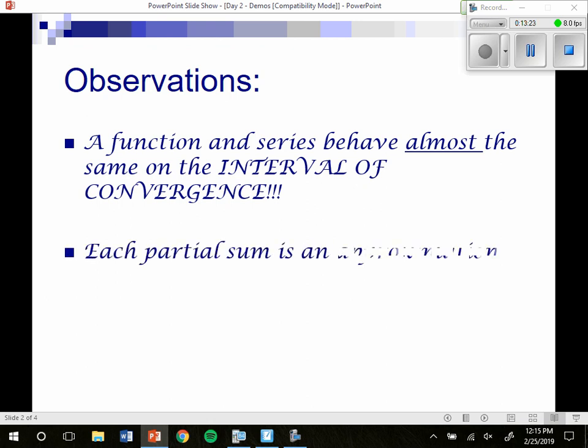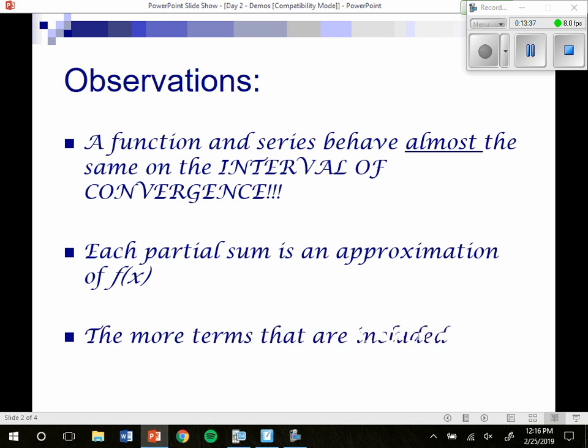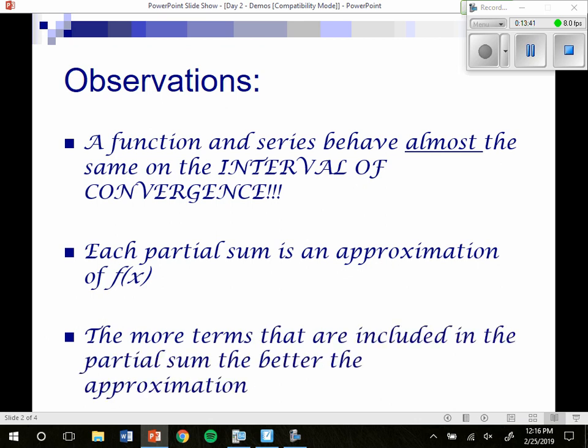Why we would want to do that, we will get to later. But it's just cool for right now. We'll get into the applications of it later. Each partial sum is an approximation of your function. We can never actually get our function, but our partial sums approximate it. The more terms that are included in the partial sum, the better the approximation.